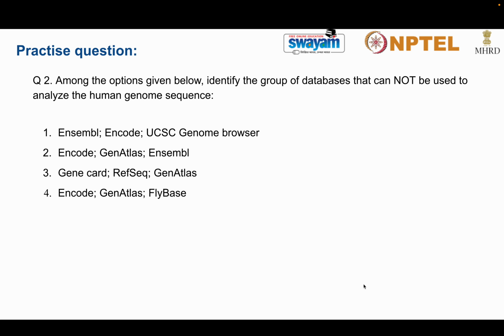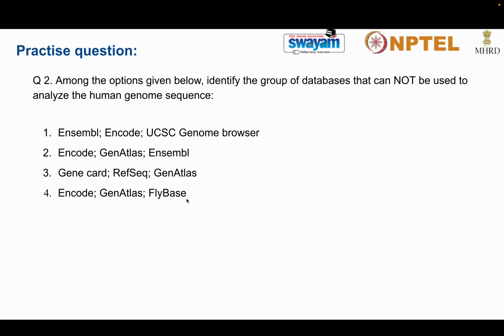Now let's move to question number 2, which says, among the options given below, identify the group of databases that cannot be used to analyze the human genome sequences. If you know about these databases, then you will be aware of which of them can be used to analyze the human genome. So let's see. The first option is Ensembl, ENCODE, UCSC Genome Browser. Option 2 is ENCODE, GenAtlas, Ensembl. Option 3 is GeneCards, RefSeq, GenAtlas. And option 4 is ENCODE, GenAtlas and FlyBase.